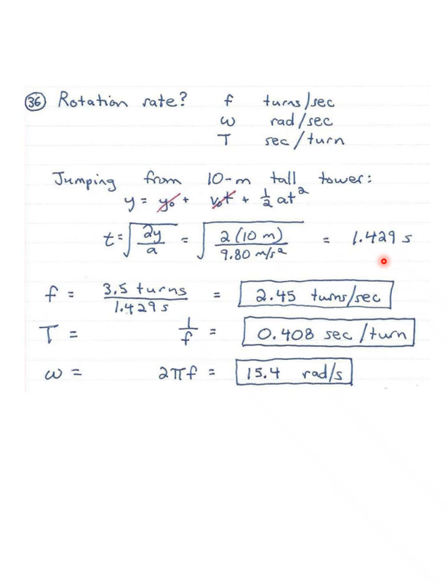Okay, now let's answer the rate of rotation 3 different ways. We can answer it as frequency. How many somersaults per second? 3.5 turns per 1.429 seconds, and we get 2.45 turns per second. We can answer that as how many seconds per turn. Just take the reciprocal of frequency. So 0.408 seconds per somersault. Or we could answer it in MKS units, radians per second. Let's take f, the frequency, multiply by 2 pi, and we get 15.4 radians per second.